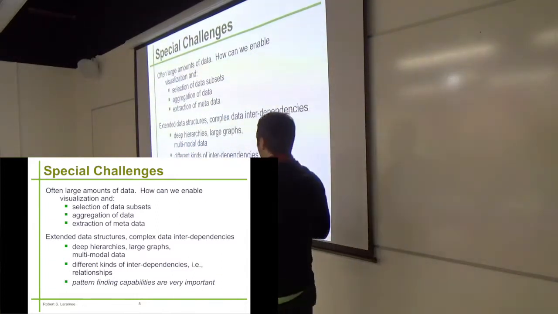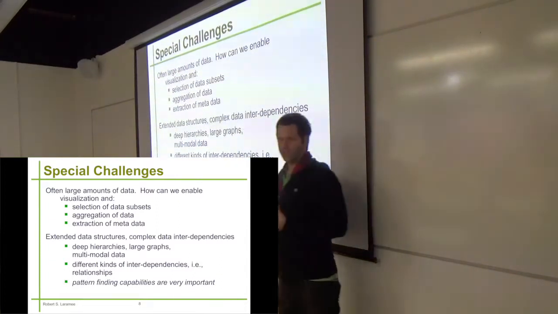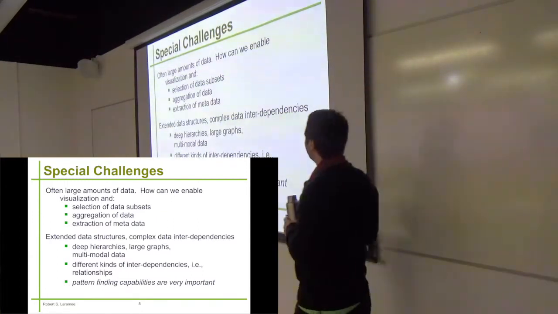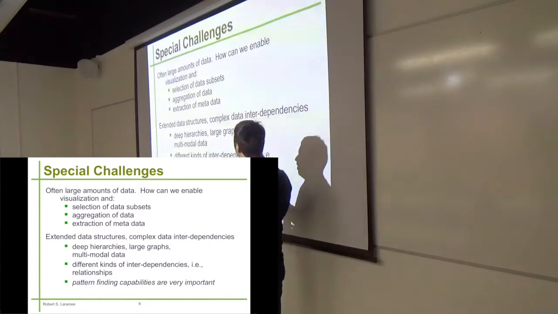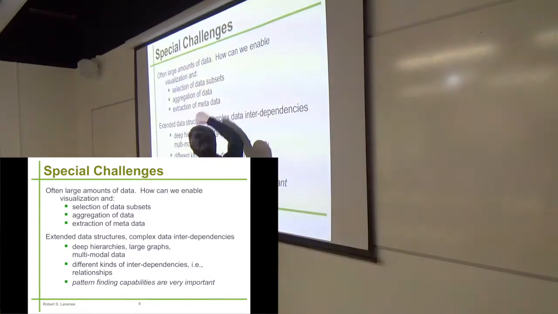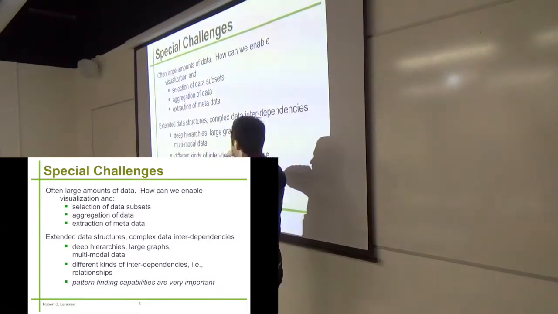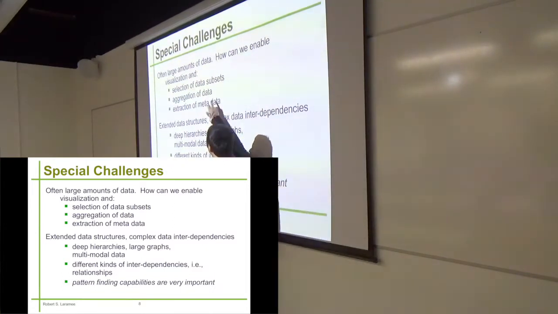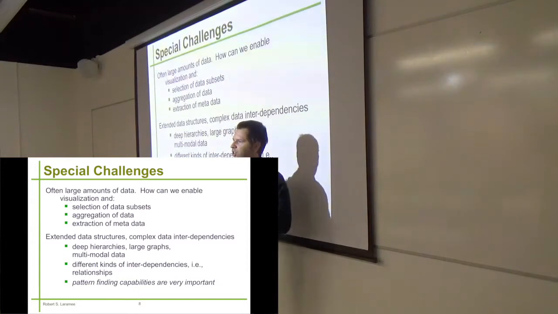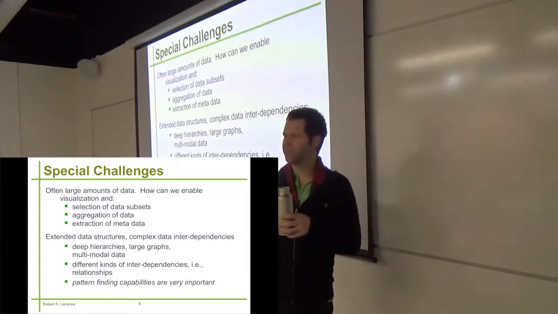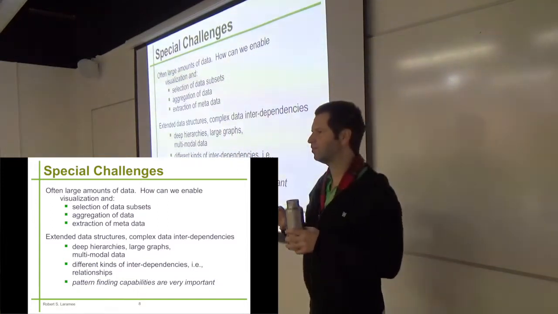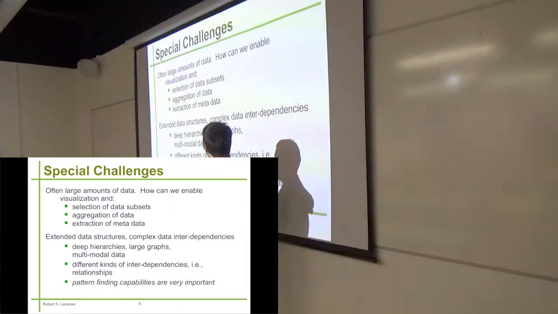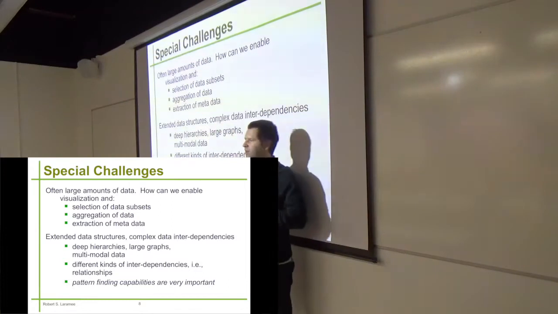So it's mostly interesting when the data is large and complicated, right? So how do we decide on mechanisms for selections of subsets? Looking at large data sets usually involves some sort of aggregation. That means putting subsets into different groups that have something in common, and the extraction of metadata.